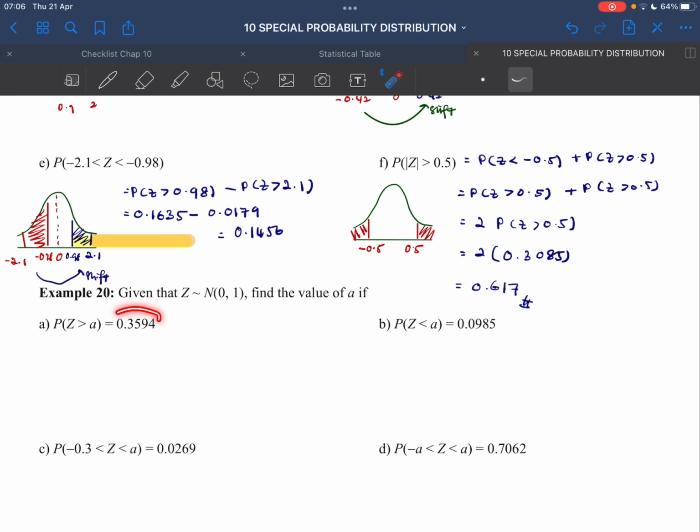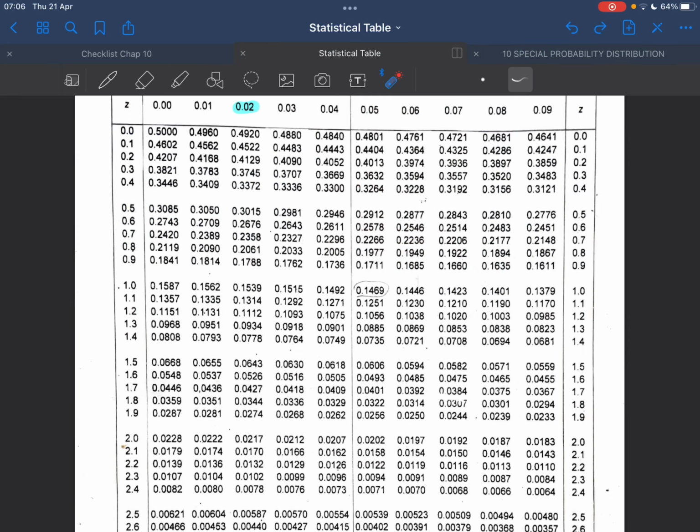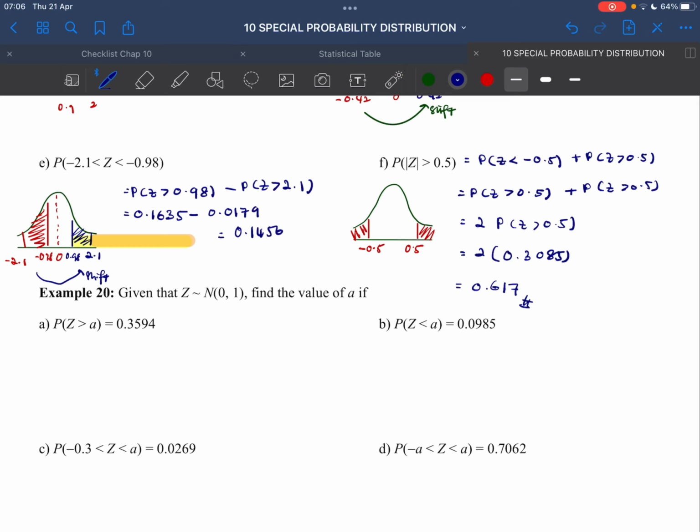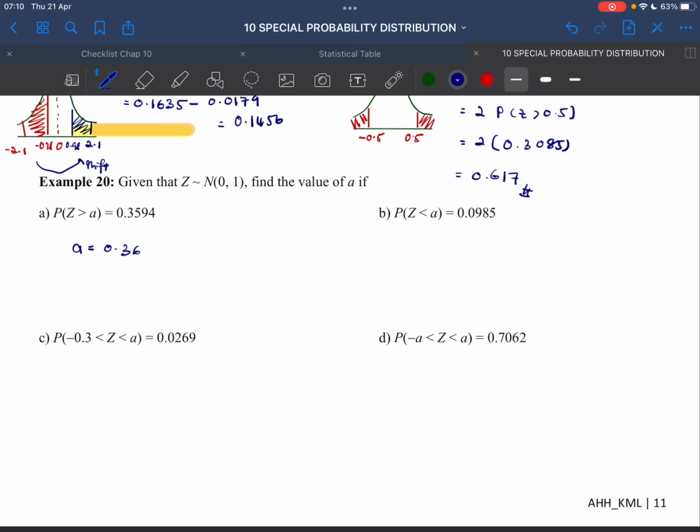So we have 0.3594. We go to the table, we have to find 3594. Okay, janganlah cari merata-rata. This one dia ada ikut turutan. So the first here, this is 0.4, 0.39, and here we have 0.3594 dekat sini, which represents 0.36. So the answer is simply A equals 0.36.